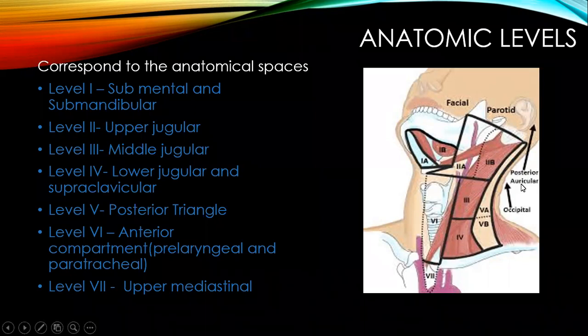Then the level 5, which is on the posterior triangle, which is also further divided into 5A and 5B, which is just the superior and the inferior. Then we go to our level 6, which is the anterior compartment. Some sources say the central compartment is one and the same thing. Then the level 7 is the upper mediastinum, which is down there below the clavicle.